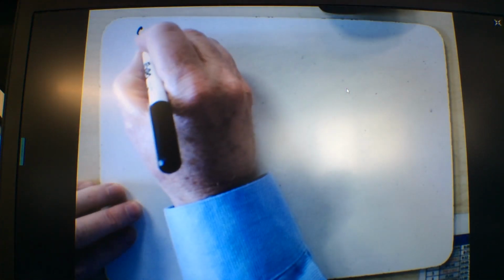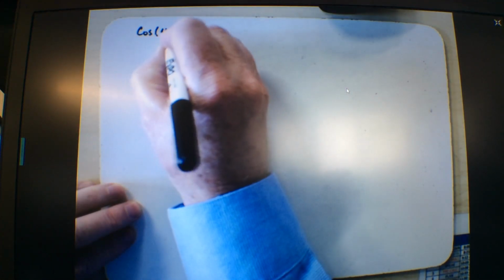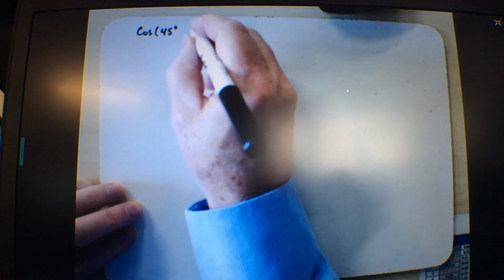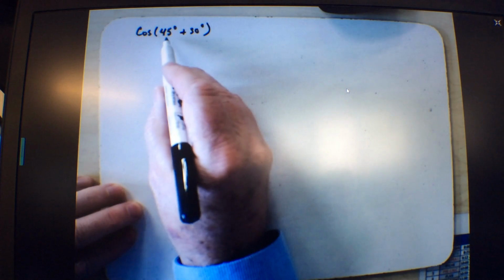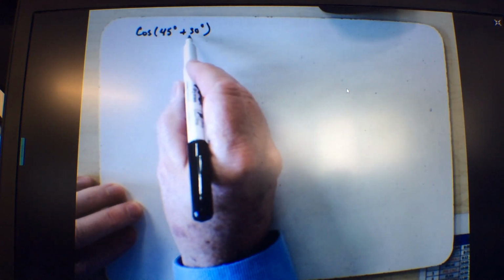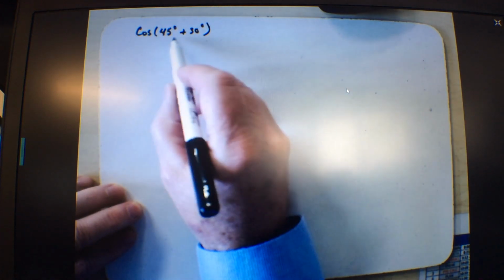If I had cosine of 45 degrees plus 30 degrees, would anybody consider the way to do this? Well, I know the first way to do it would be to add the two, correct? And then take the cosine of 75 degrees. However, can we get an exact answer for cosine of 75 degrees? No, we can't.